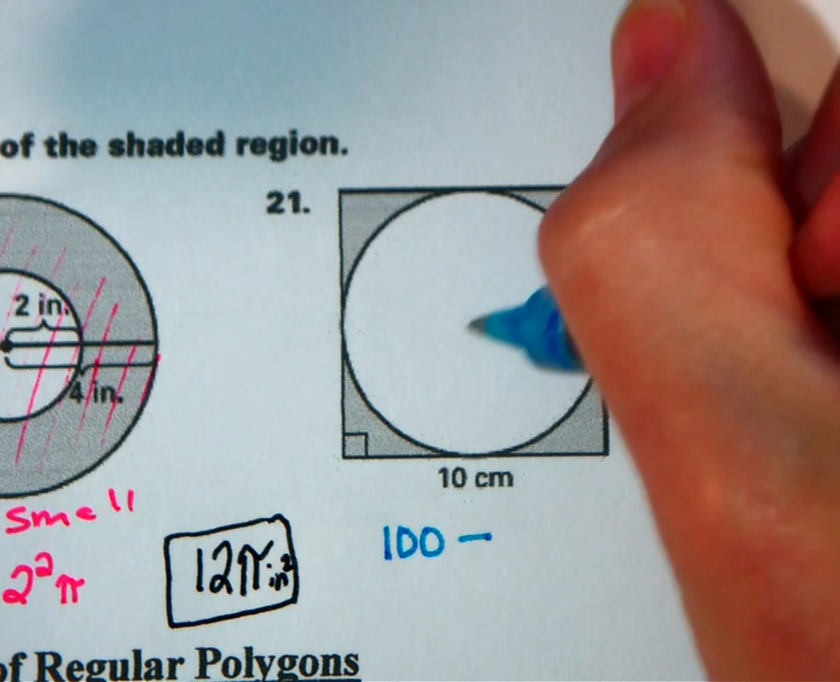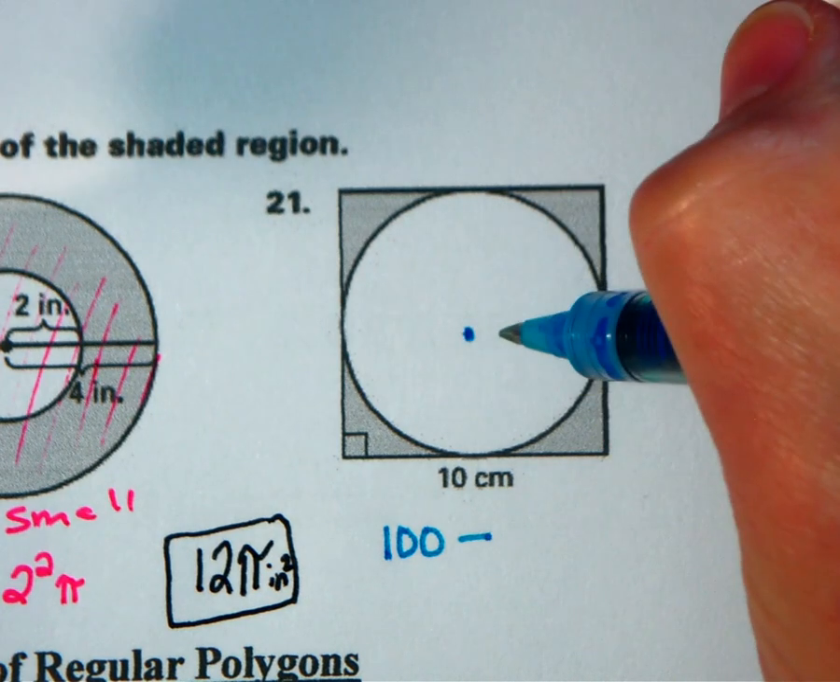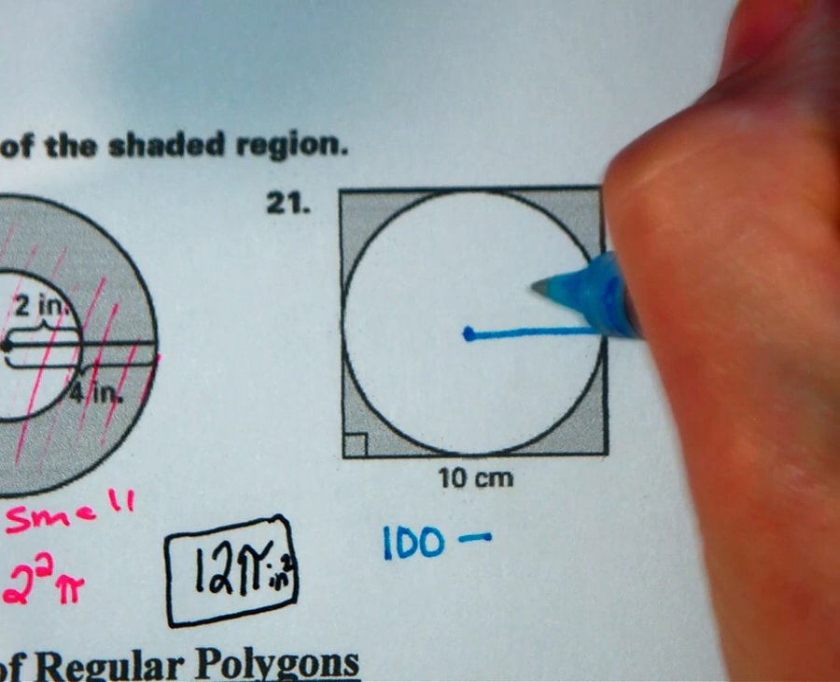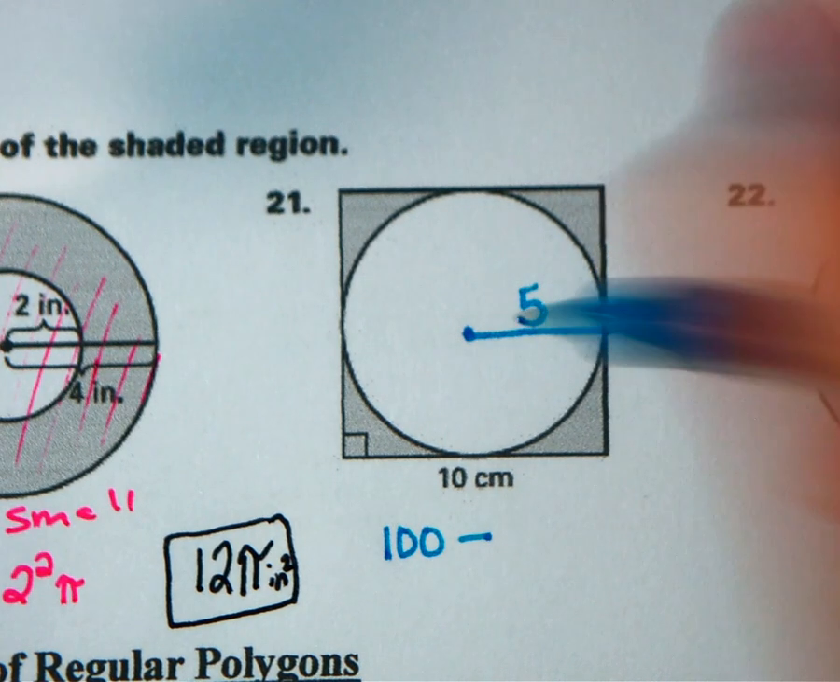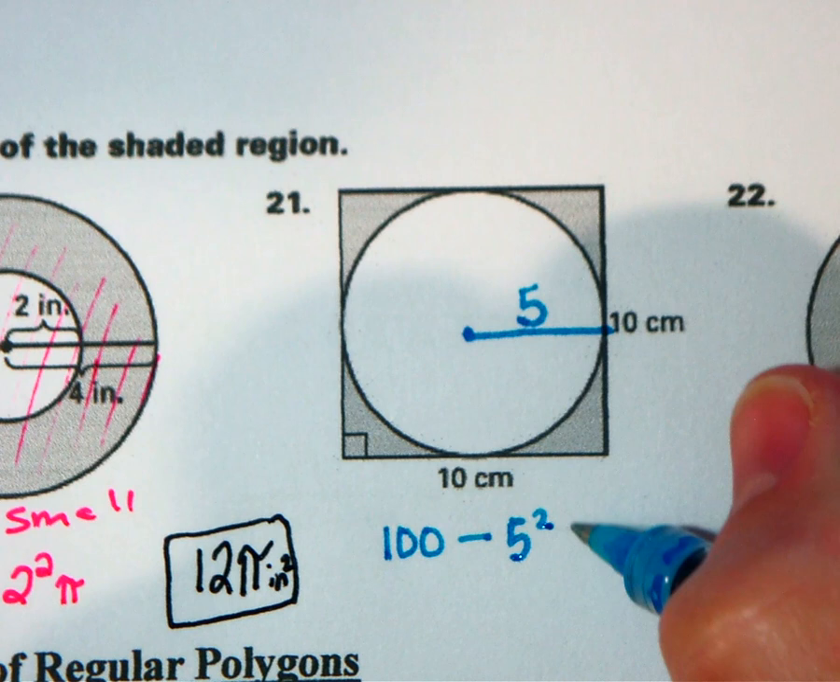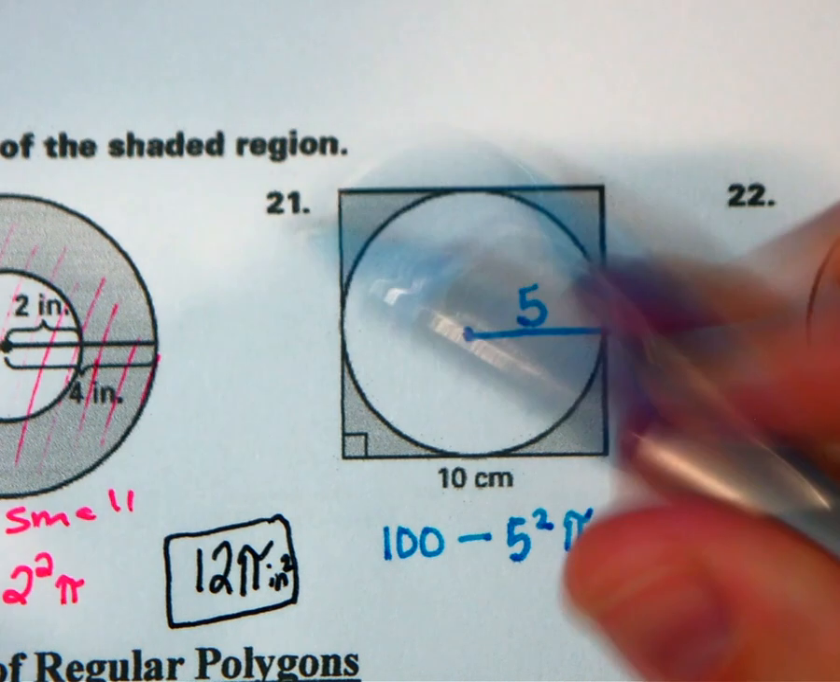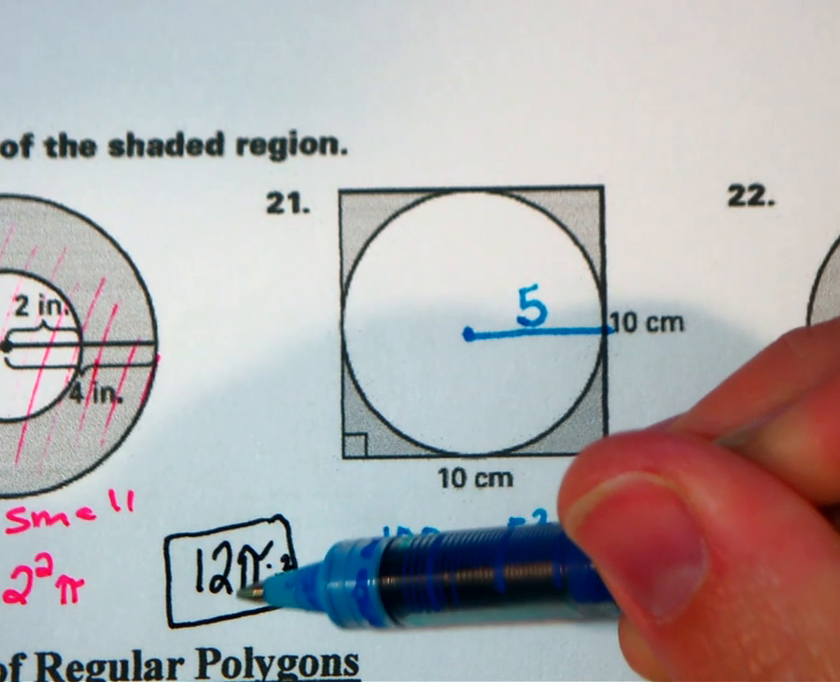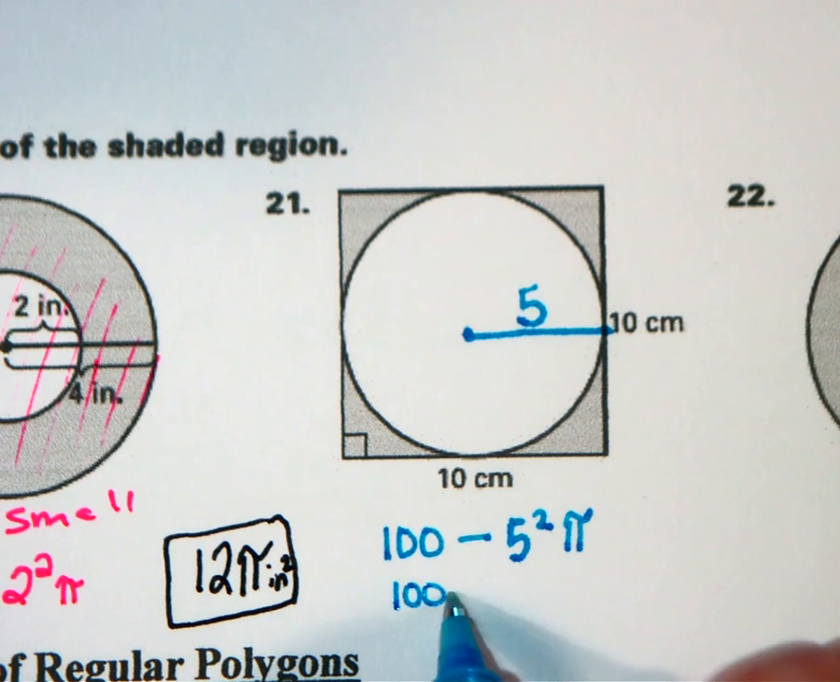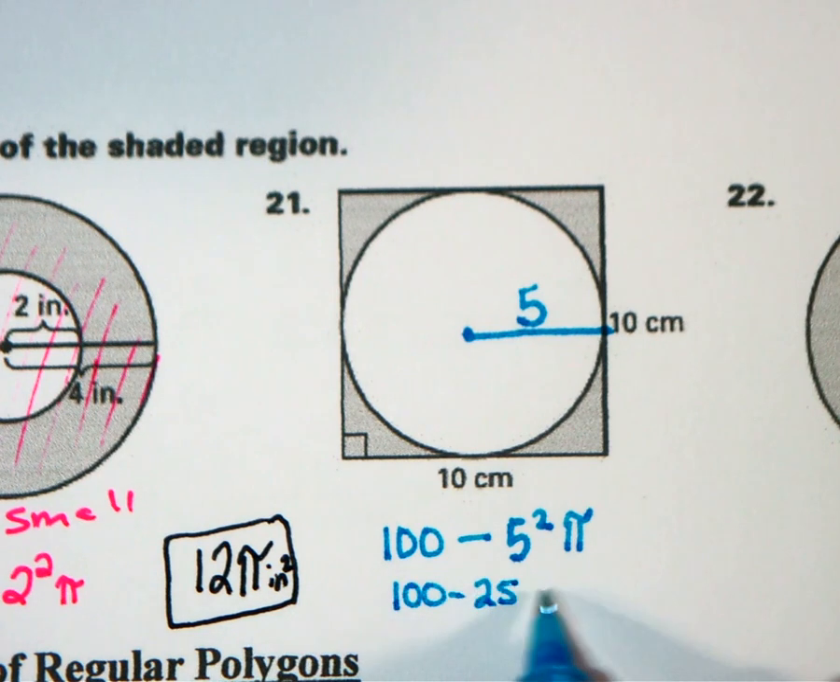Now the circle is not a radius of 10. So we have to be careful about that. The radius of our circle is 5. So we're going to go 5 squared pi. Now, because of what we just did here, by subtracting the coefficients, you might think I can do 100 minus 25, that's 75 pi.